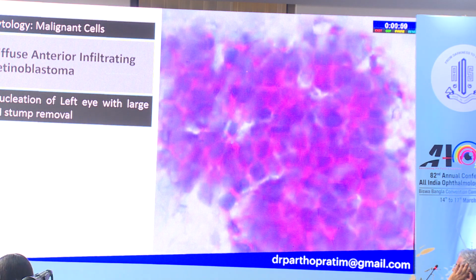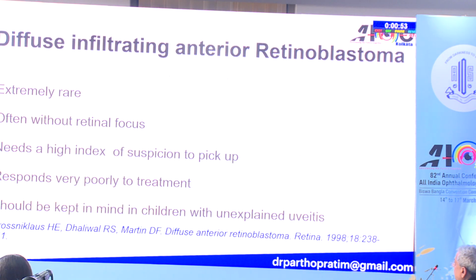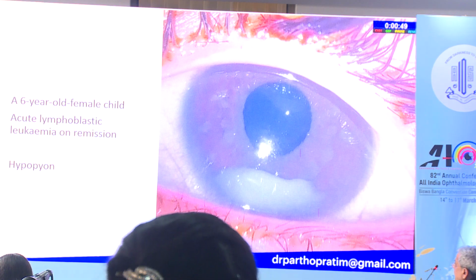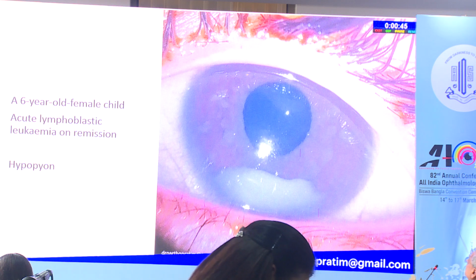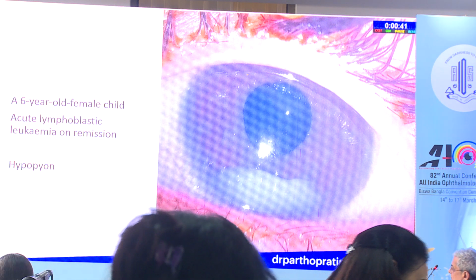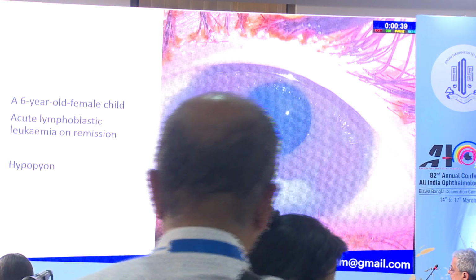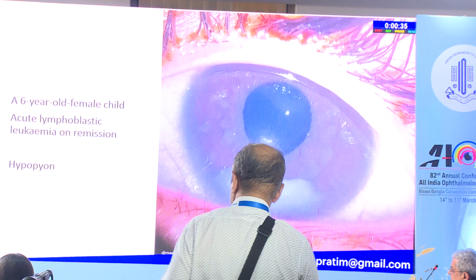So sometimes this kind of condition can present with anterior uveitis, and if you miss that, then you can actually miss the child also. Another patient, you see here, a 6-year-old female child, a case of acute lymphoblastic leukemia in remission. The child was doing well, and suddenly presented with a hypopyon uveitis like this, and that's the time we realized that the child was having a relapse of the malignancy.